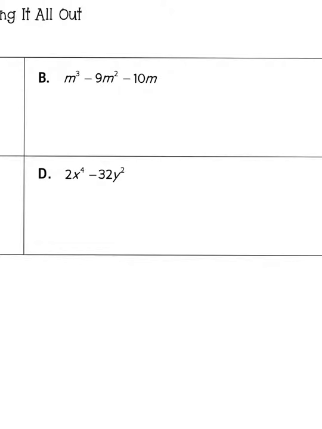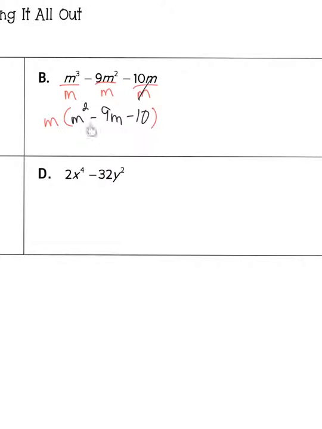So for B, you want to ask yourself again, is there a GCF? Number-wise, they don't have anything in common, but they all have an M. And the most M's that I could take away from all of them and take the same amount is 1M. So I'm going to have an M come out in front. That leaves me with M squared minus 9M minus 10.